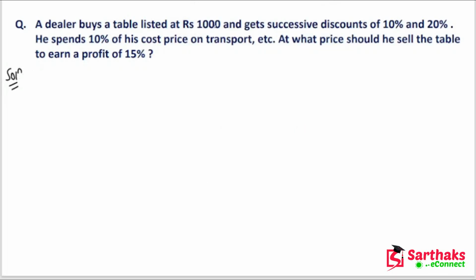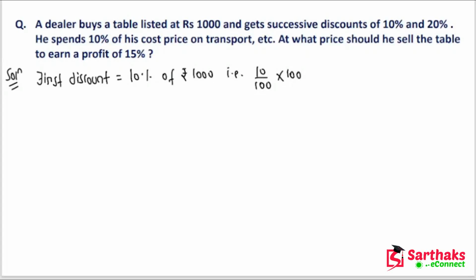Now it says that on the ₹1,000 table he got two discounts, 10% and 20%. So the first discount is equal to 10% of ₹1,000, that is 10 upon 100 of 1,000, which is ₹100, right? So the first discount, 10% of 1,000, is ₹100. So the ₹1,000 table got a discount of ₹100, leaving ₹900.